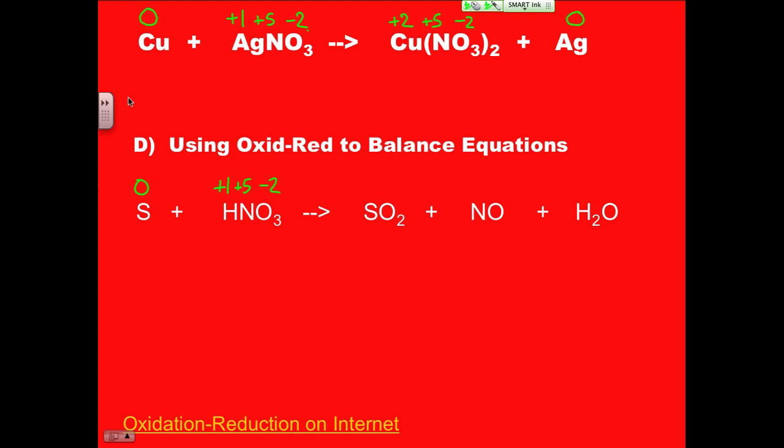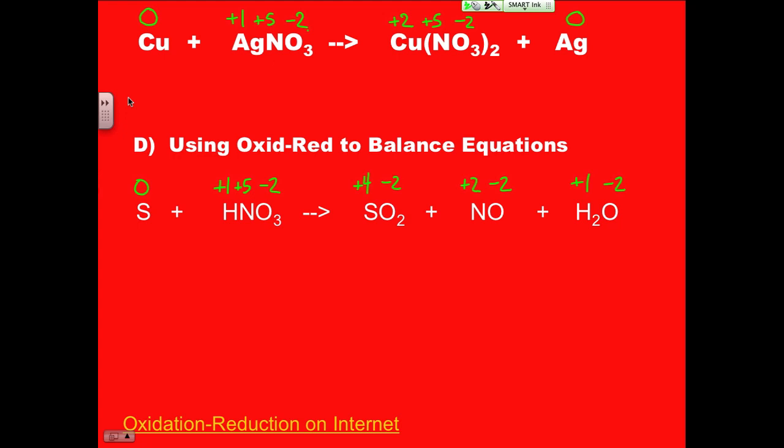What's it for oxygen over here on the SO2? -2. So what's it going to be for sulfur? +4. How about for oxygen? And how about for nitrogen? +2. How about for oxygen and hydrogen? +1.